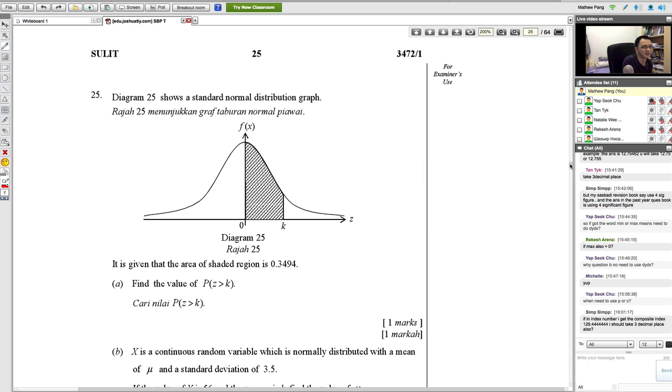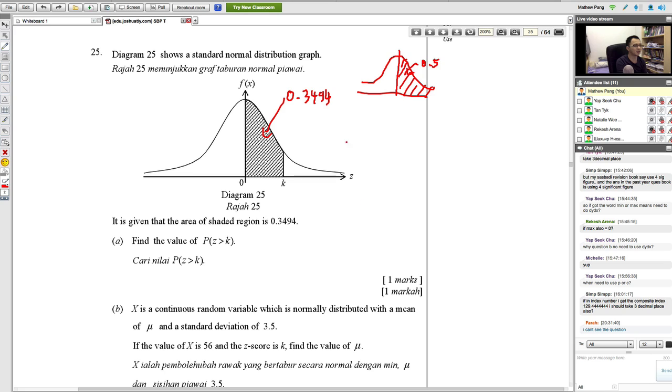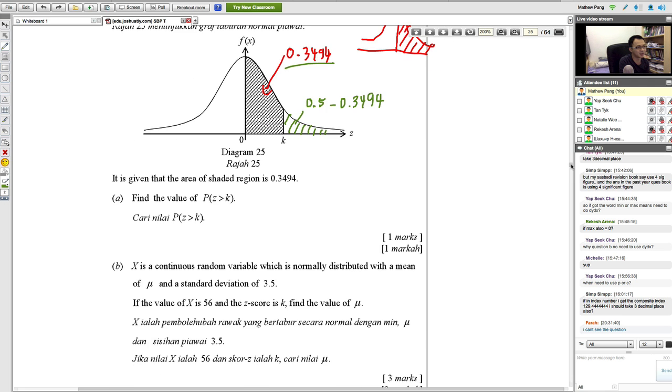Then we go to the last question, which is question 25. Okay, it's a probability distribution. A is just 1 mark, it's very easy. The question tells you that the shaded region is 0.3494. Okay, for this one, you need to understand that half of the probability over here is equal to 0.5. So that means over here will be 0.5 minus this value, 0.3494. If you can't see the question, maybe you can try to log in again.